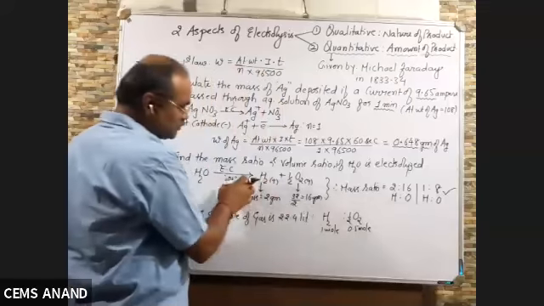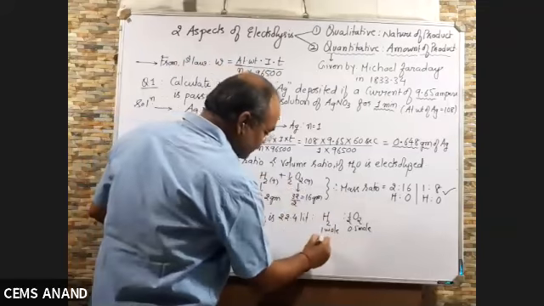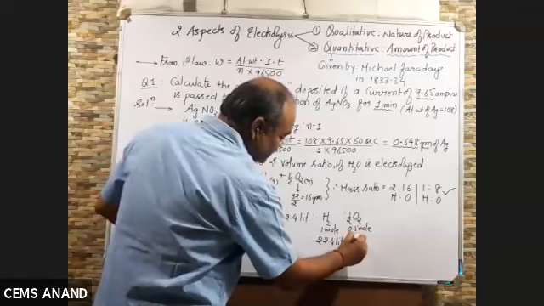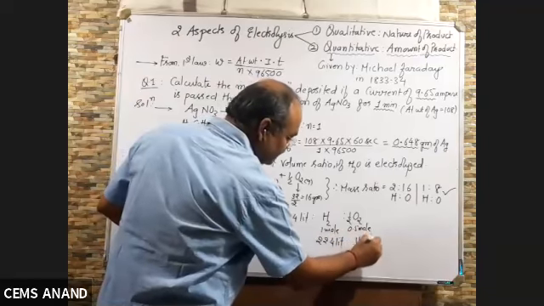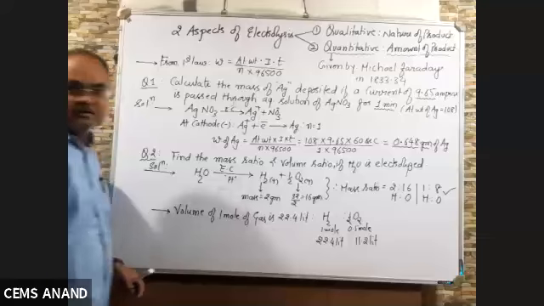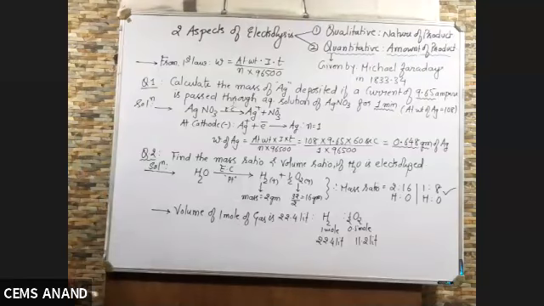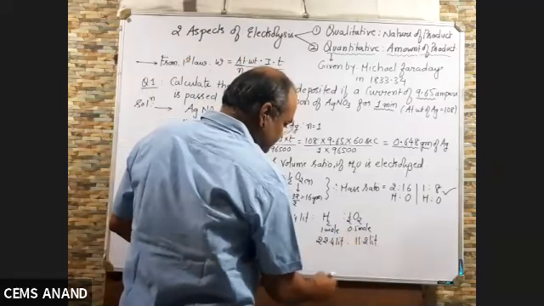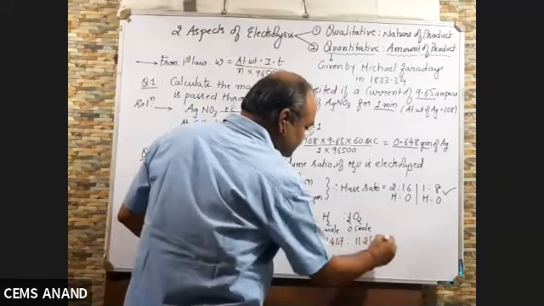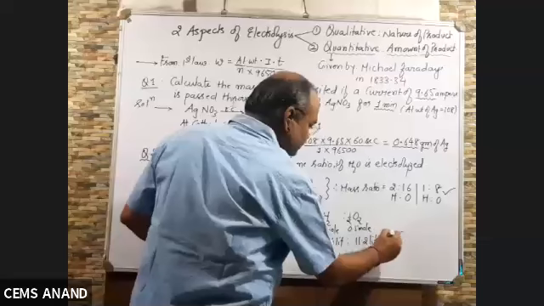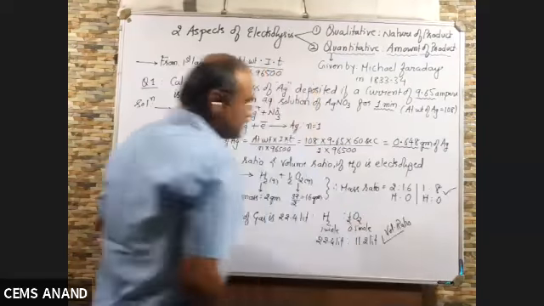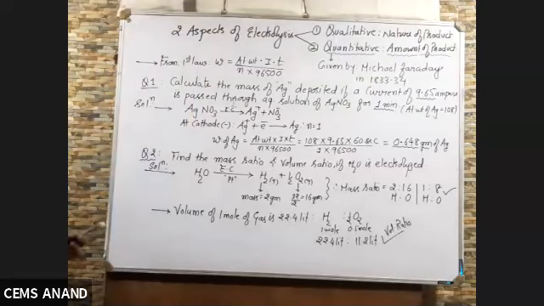See, H2 is 1 mole, this is half mole. So for 1 mole it is 22.4 liter. This will be 11.2 liter. So what will be the volume ratio? 22.4 is to 11.2. So this is the volume ratio. This is mass ratio. Clear?